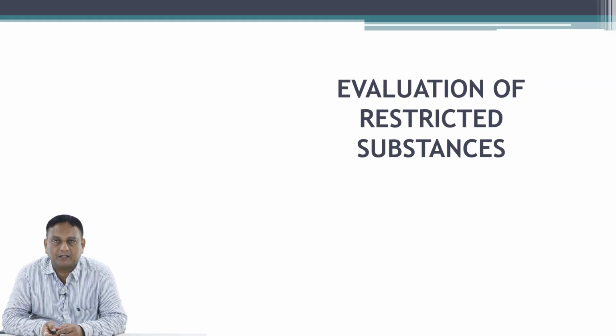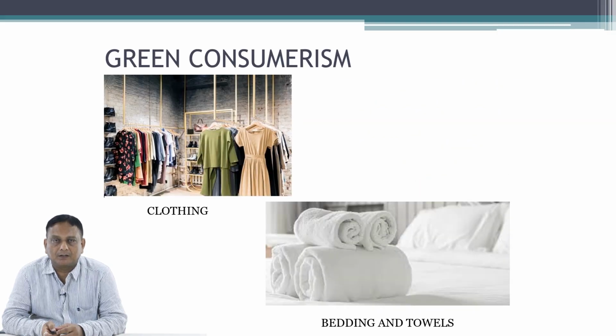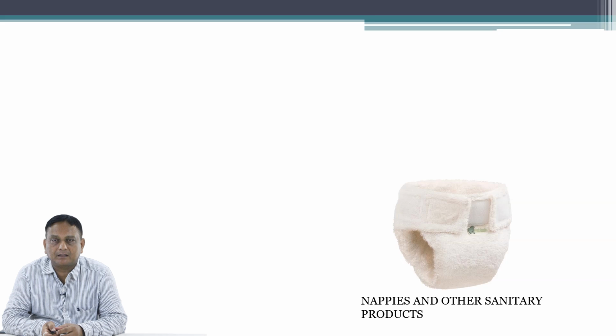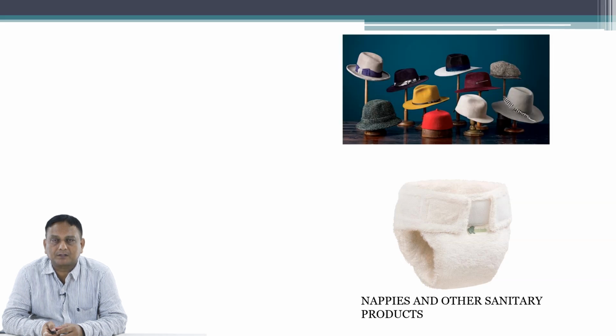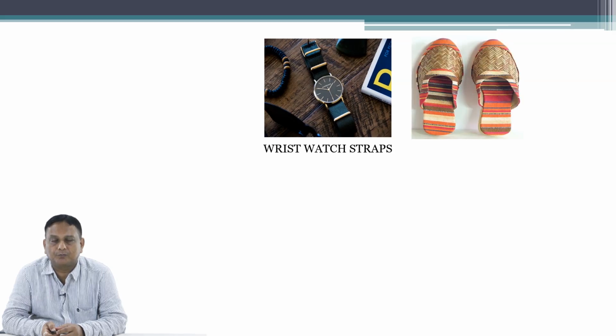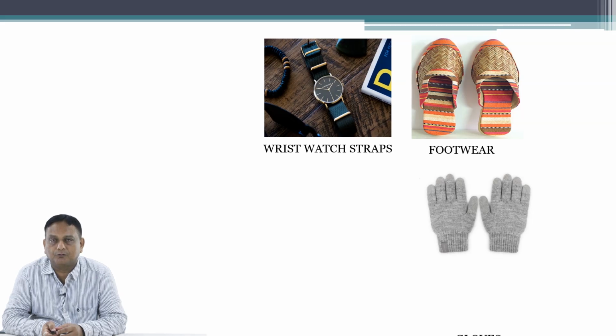Now, when we talk about the evaluation of restricted substances, green consumer concept comes into the clothing and the home textile industry. So, this kind of concept should be there in the garment industry. Now, nappies and other sanitary products, these kind of products are also, we have to judge carefully. Wigs and hats where such kind of harmful material can be found. Wristwatch straps also are there where these harmful materials can be found. Even in different kind of footwear, this type of chemicals can be found which are harmful for human body.